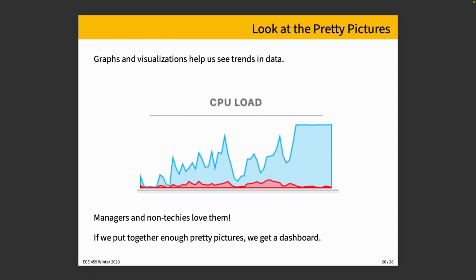With that said, there are, of course, limitations to how much you can show, and you will eventually at some point have to trade some amount of detail such that you can fit stuff in the graph. There's no 100% perfect solution. But if we put together enough of those pretty pictures, we end up with a dashboard.